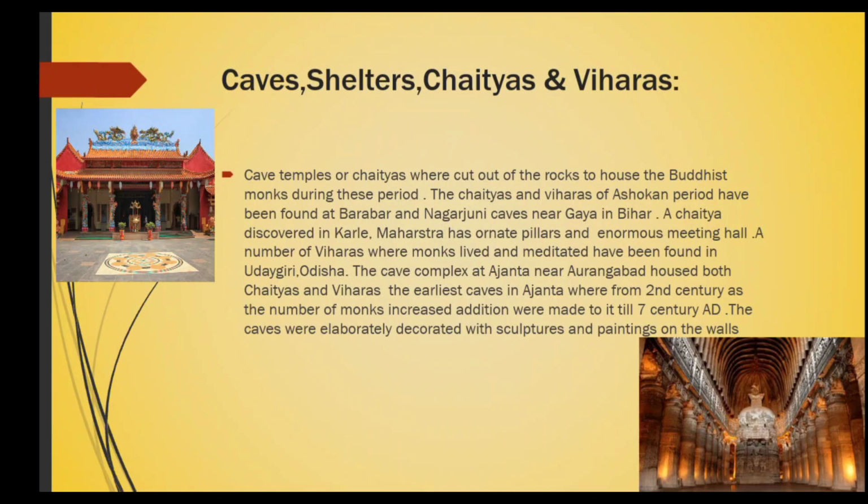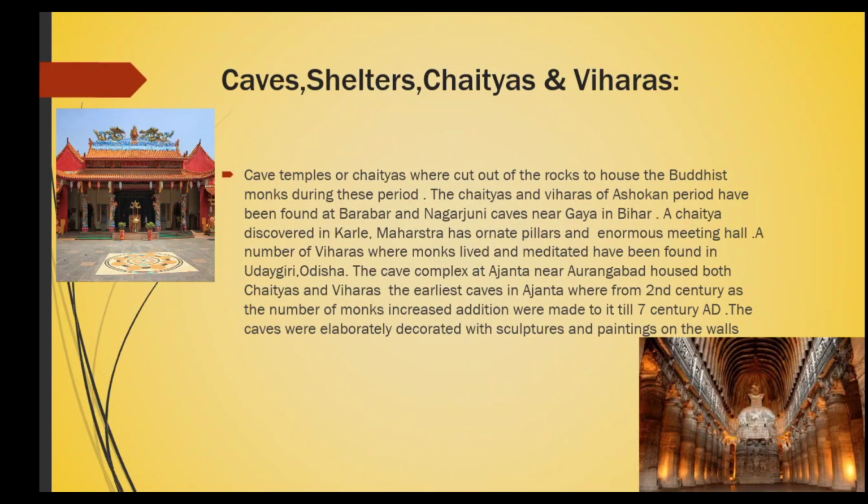It has an enormous meeting hall. Okay, and it is the biggest and the largest chaitya found so far. In the bottom right, we could see the Karle Chaitya in Maharashtra. Now, in the previous line, it is told about some chaityas and viharas found in the Ashokan period, which is the Barabar and the Nagarjuni caves near Gaya in Bihar.